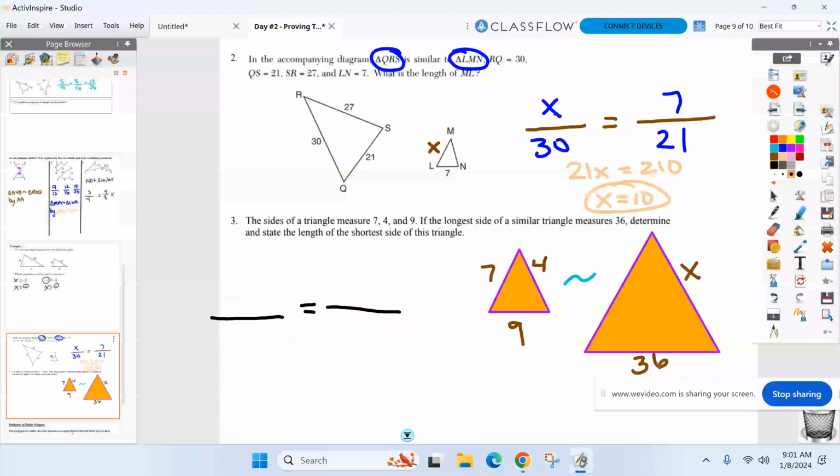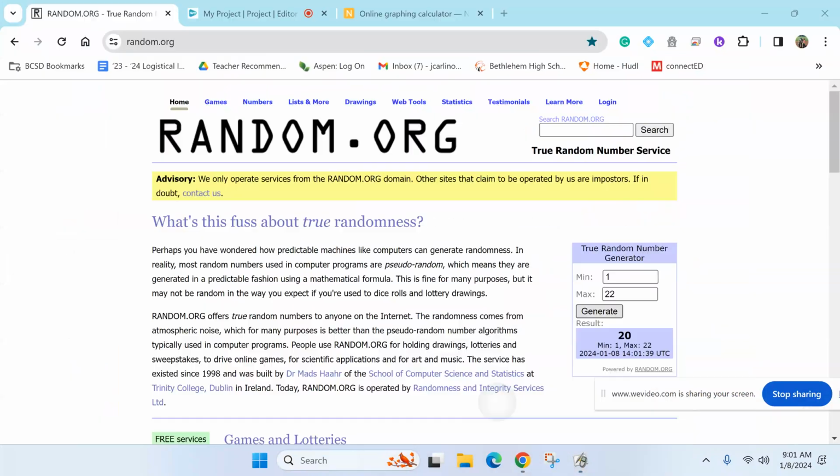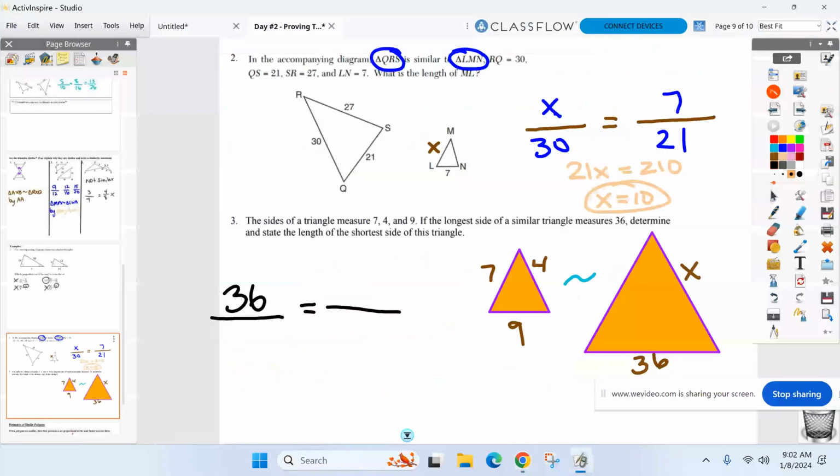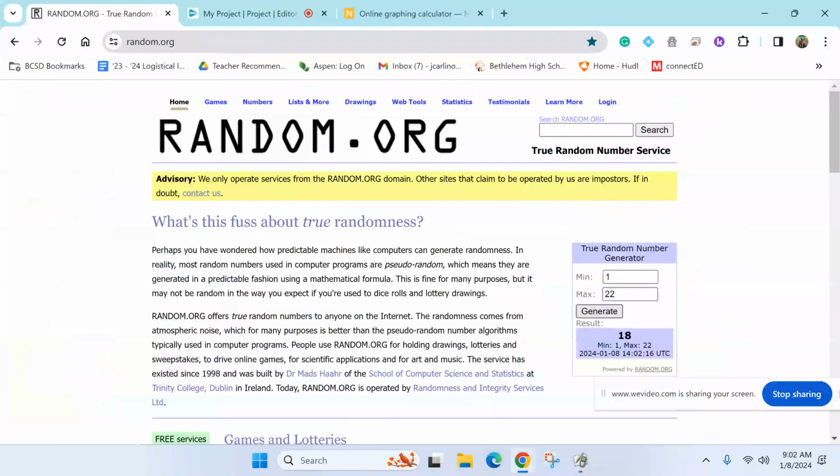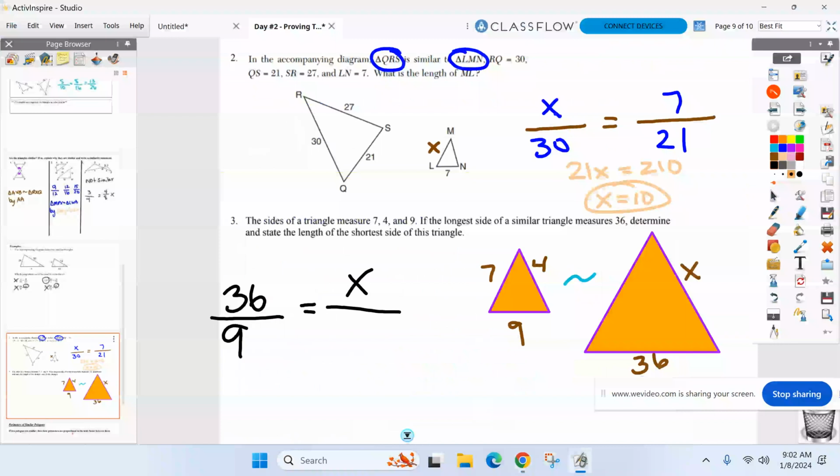36. 36, good with me. I start with 36. I always put what matches up with it right away underneath it. If you want to put an X with it, fine. So what's 36 match up with in the smaller triangle? Cormac? 9. So 36 over 9. If I start with 36, I have to start the next ratio with a side from the same triangle. X. And what's the X match up with in the smaller triangle now? Lily? 4. There you go. 7 shouldn't appear there anymore.